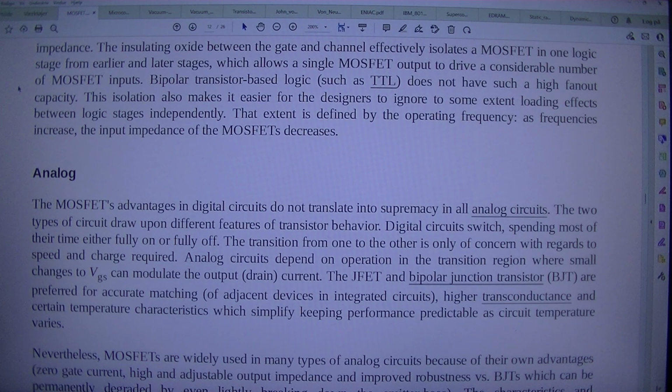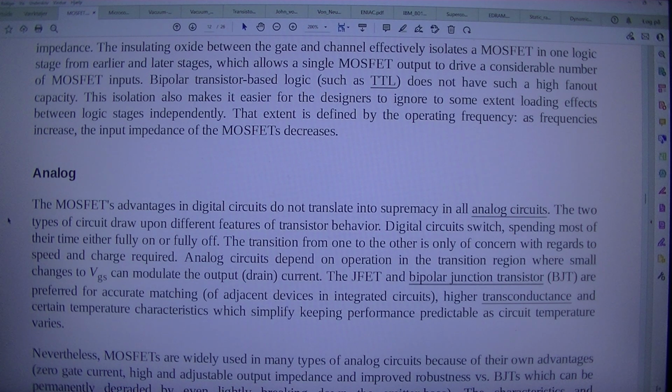Bipolar transistor-based logic, such as TTL, does not have such a high fan-out capacity. This isolation also makes it easier for the designers to ignore, to some extent, loading effects between logic stages independently. That extent is defined by the operating frequency. As frequencies increase, the input impedance of the MOSFETs decreases.